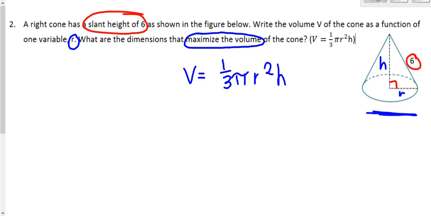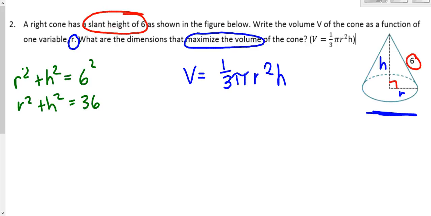And our relationship for right triangles is the Pythagorean theorem. So what we're going to use is that r squared plus h squared is going to be equal to 6 squared. So that means we have r squared plus h squared equals 36. And they've already told us we need to get this in terms of r, which means we need to eliminate h. So we need to solve for h. So this is our constraint. This is what's going to help us.